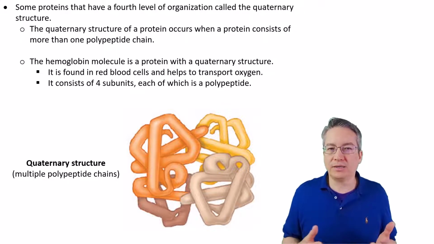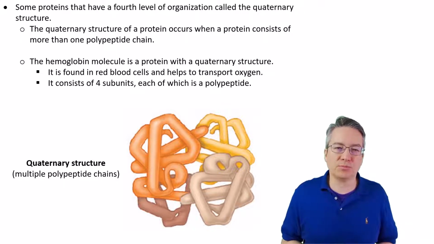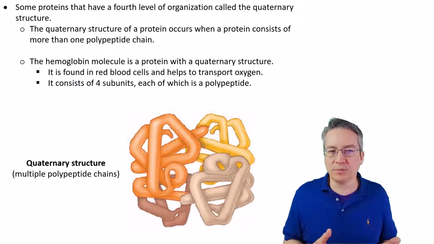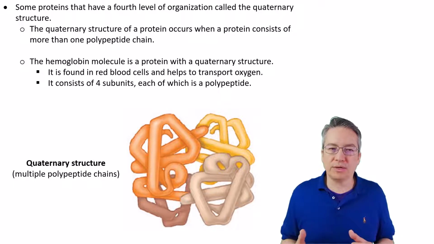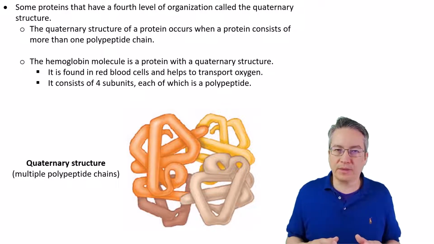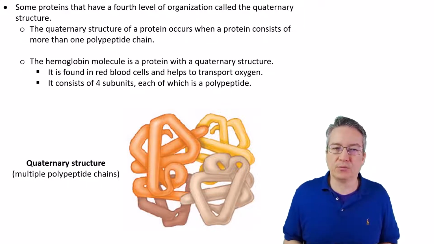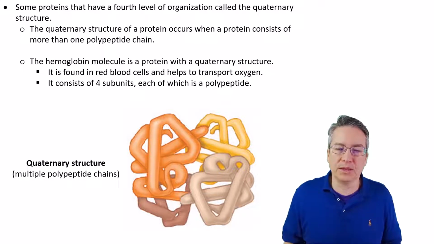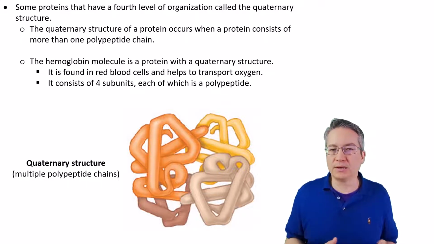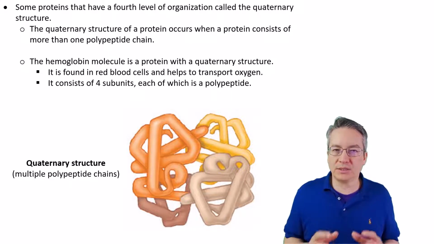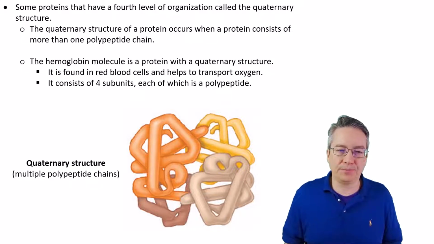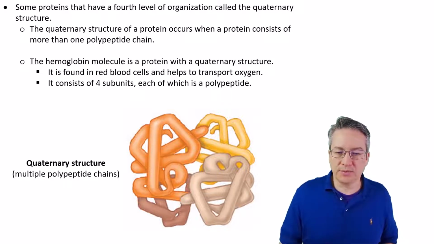There are many examples, but the typical one you find in textbooks is that of hemoglobin. Hemoglobin is a protein that has a quaternary structure. It actually has 4 subunits that are interacting to make one hemoglobin molecule. Hemoglobin is found in red blood cells and helps to transport oxygen. It consists of 4 subunits. Each subunit is a polypeptide. All right, so let's move on to the next thing.